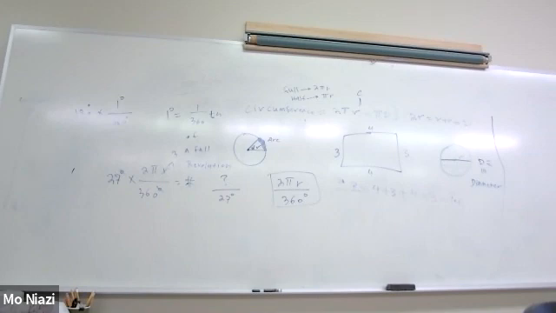So, if a full circle is 2 pi r, what is half of it? Half of 2 pi r, right? So you get 2 pi r and divide it by what number?